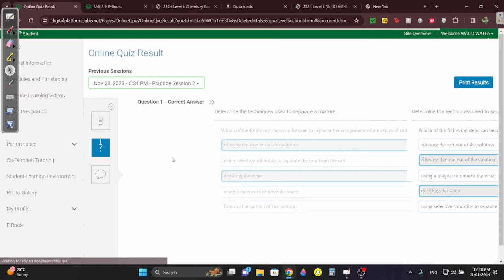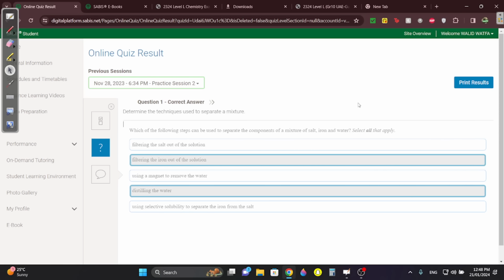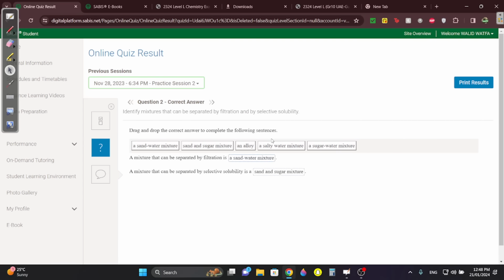So look, for example, in question 1, you couldn't say selective solubility here because you have water already. If I had said salt and iron, then you could say selective solubility, but you can't because you already have the water. Okay. But if they tell you here sand and sugar, selective solubility, how would I separate sand and sugar? You would add water. Then the sugar will dissolve, but the sand will stay, right? So it's going to be sugar plus water, and then on the outside, you're going to have sand, because the sand didn't dissolve in the water. Then you filter, then you distill.